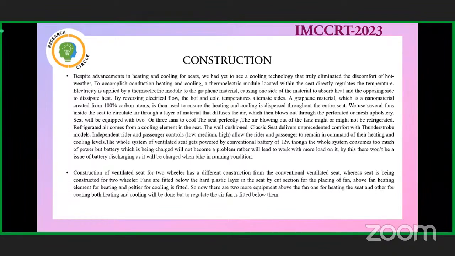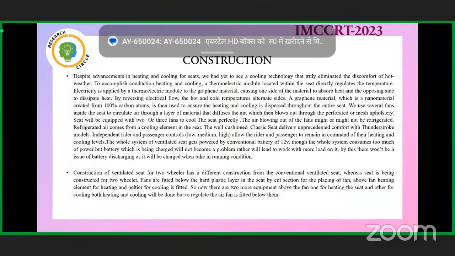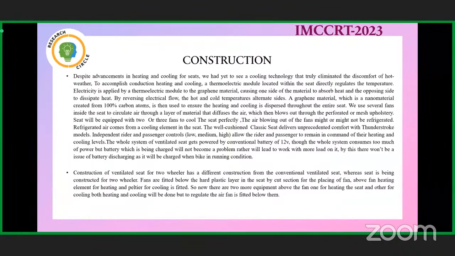Now the construction of the seat. I will explain the construction of the seat from top to bottom. From the very top we have a perforated cover, then a hard seat foam, then below are the fans, and below the fans we have a heat sink. Why have we used the heat sink? To dissipate the heat and cooling air throughout the seat, because if we don't use a heat sink, whatever air the fan is circulating in the seat will concentrate in only one place where the fan is placed. So it will be a discomfort to the rider rather than providing comfort.